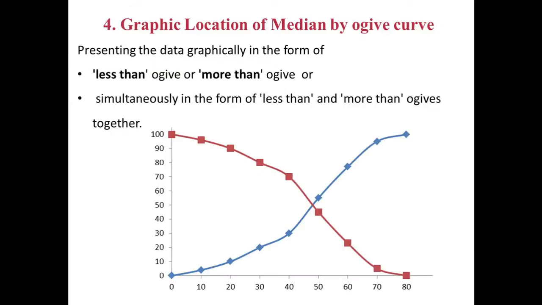One of the most important advantages of median over arithmetic mean is that we can also locate the median value through graphs. It can be done in two ways, either using the less than ogive or more than ogive graphically, or we can use both the ogive curves to locate it.